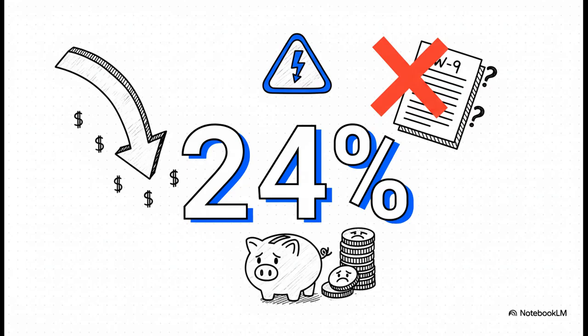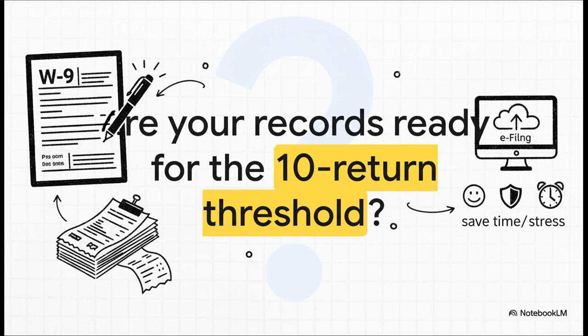This is a massive headache you absolutely want to avoid, and it all comes back to that one simple thing: getting a completed Form W-9 before you ever make a payment. Look, this new 10 return threshold is here to stay. It's the IRS's big push to get everyone into a modern digital system. And the single most important thing you can do to get ready is to make it your policy right now to get a signed W-9 from every single vendor you pay. It'll make your filing season 1,000 times smoother and save you from a world of hurt down the road.